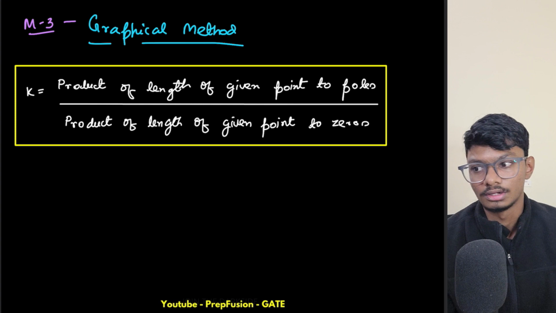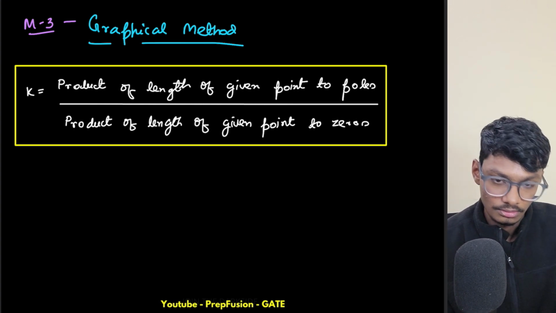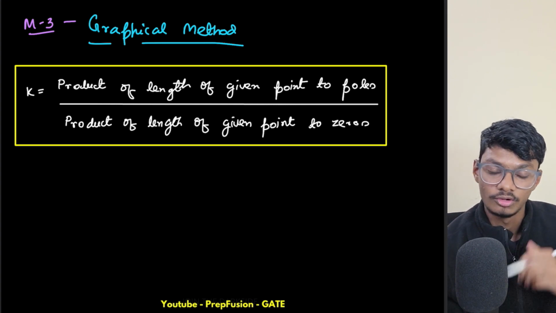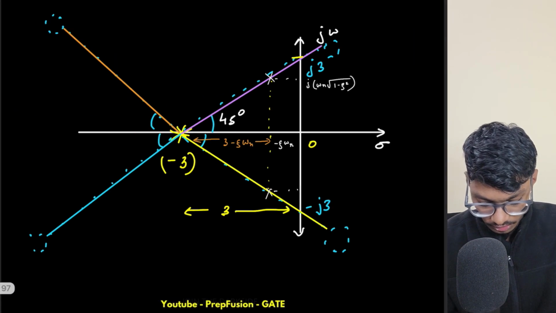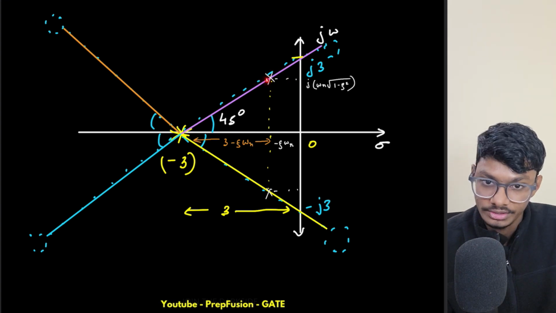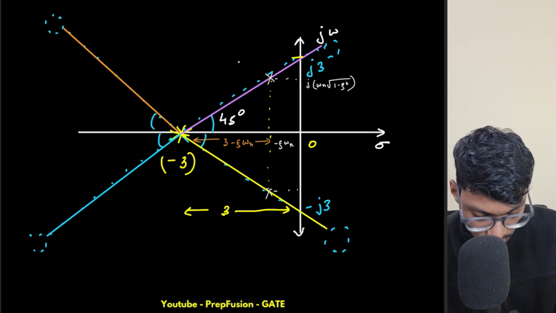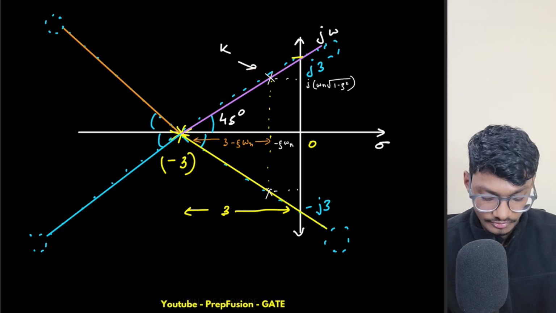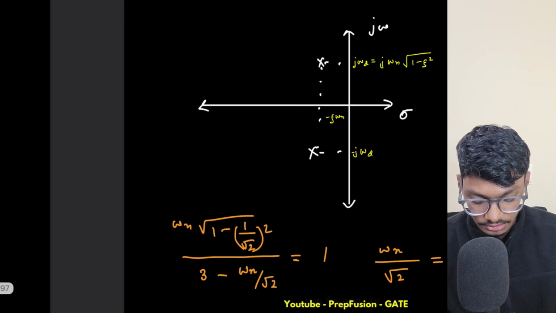Basically, if you want to find the value of k without putting the value of s in the OLTF or in the characteristic equation, what you do is you write the location. You stay at the location where you want to find the value of k. So I want to find the value of k at this location, right? I want to find the value of k at this location. So I use this formula.